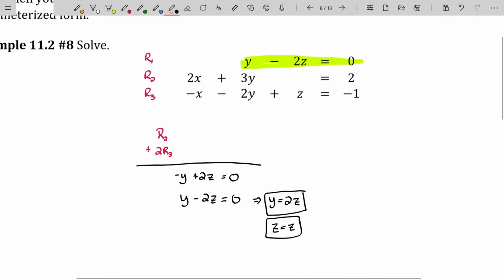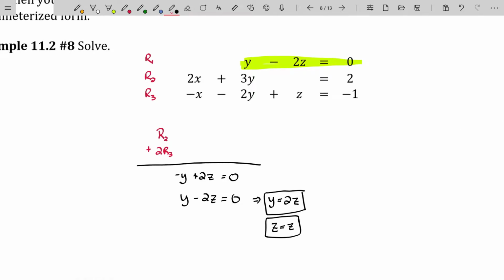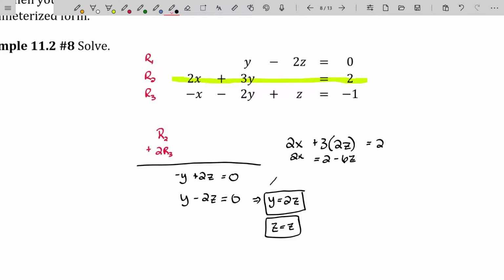And then go to any equation involving x and substitute in whatever you need to find out what x is. So one equation that involves x is this guy right here. So I'll go ahead and use that equation. I have 2x plus 3y is equal to 2. However, y is equal to 2z. Remember, I want my answers in terms of just z's. And so this tells me that 2x is equal to 2 minus 6z. Or in other words, x is equal to 1 minus 3z.